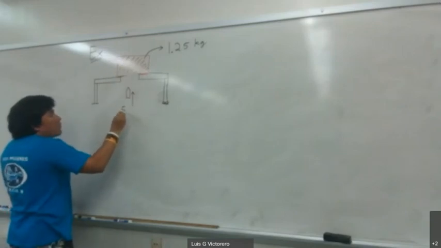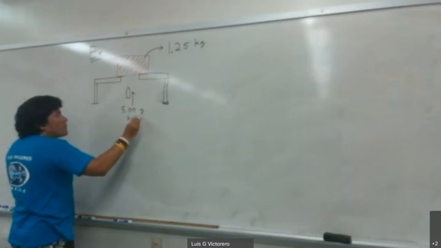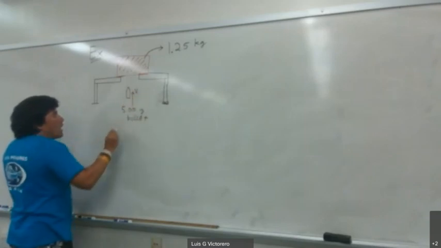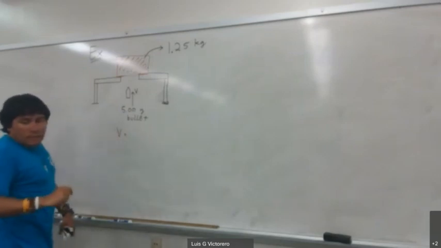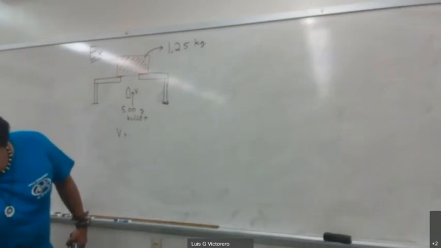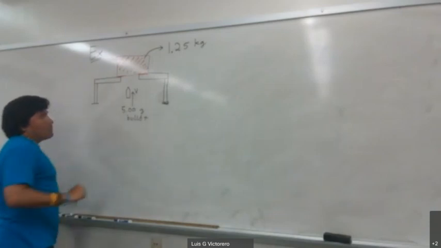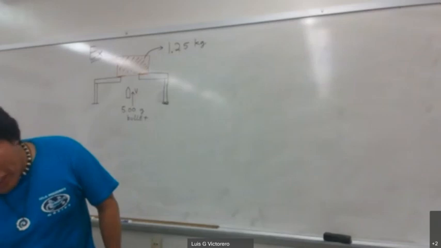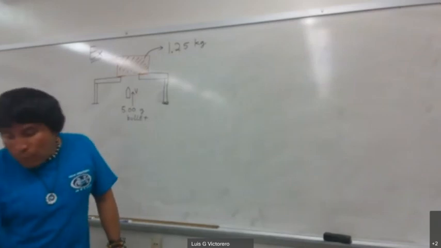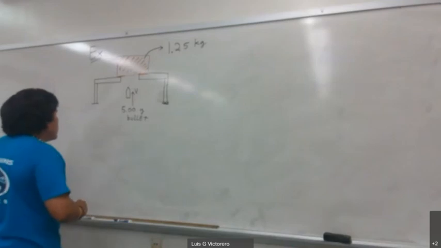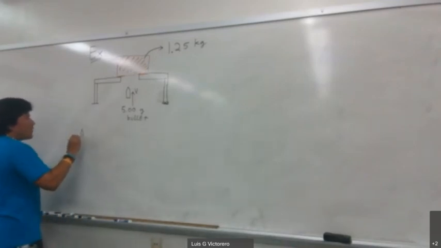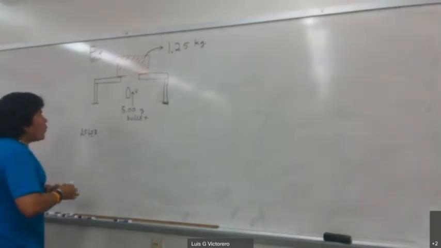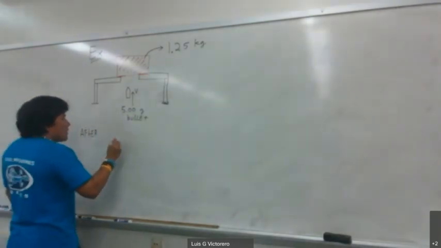Now, this is a 5-gram bullet, and the magnitude, the speed, you don't know. Now, after the collision, the block and the bullet rise 22 centimeters. So after the collision, the bullet-block system, they go up.